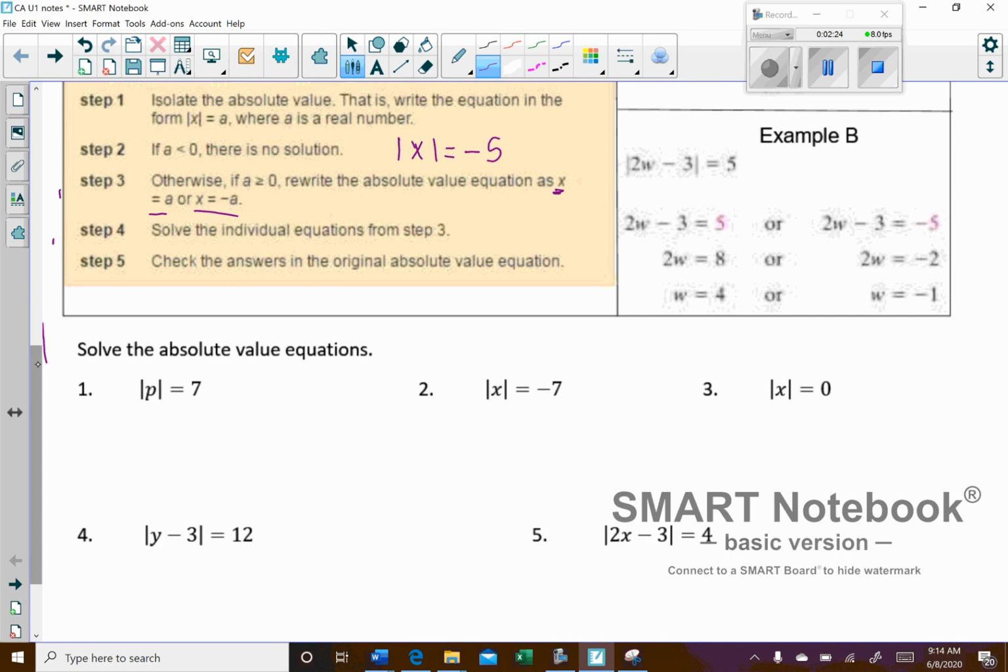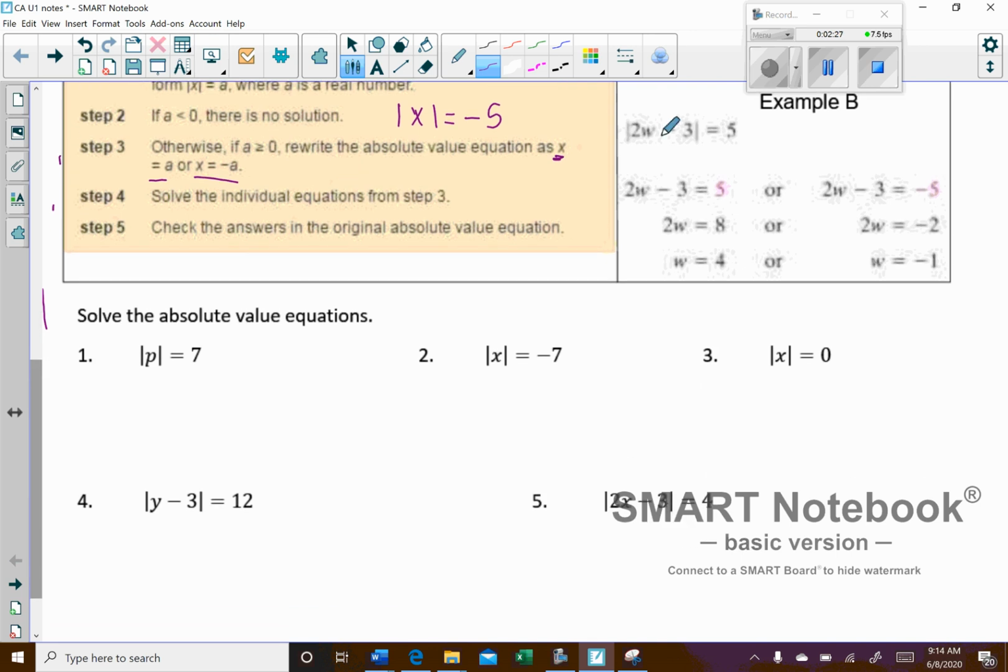And so I have an example right here. The absolute value of 2w minus 3 is equal to 5. So you want to look at it as being equal to 5, or it could be equal to -5, because the value inside here could be either 5 or -5, because the distance between 5 and 0 and -5 and 0 are both 5. So you set it equal to each scenario: set it equal to 5 and solve, set it equal to -5, do your algebra and solve. And then if you plug them in, you'll see they both work.